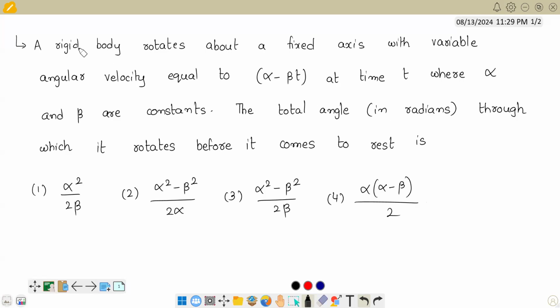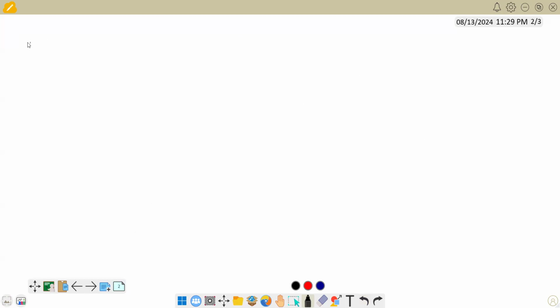Hello student, the question says a rigid body rotates about a fixed axis with variable angular velocity equal to alpha minus beta t at time t, where alpha and beta are constants. Find the total angle in radians through which it rotates before coming to rest. As given, the angular velocity omega is alpha minus beta t, and we need to find the total angle.